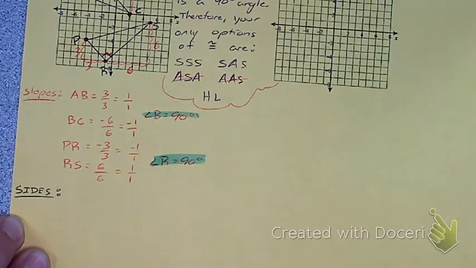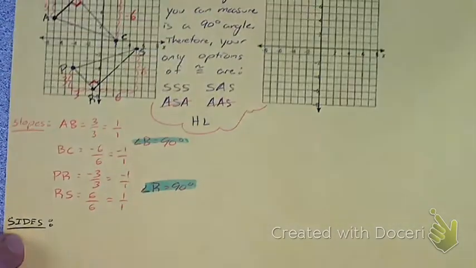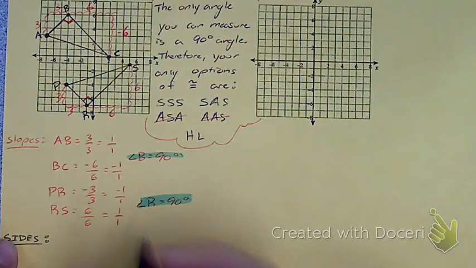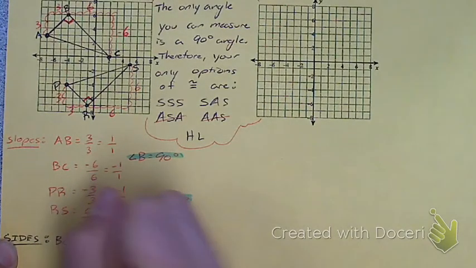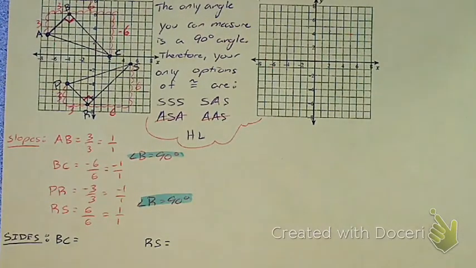If I'm doing side angle side, which side has to be congruent to which side? BC and RS. So let's find those two. BC equals and RS equals. What form is probably the easiest to solve? Pythagorean theorem.